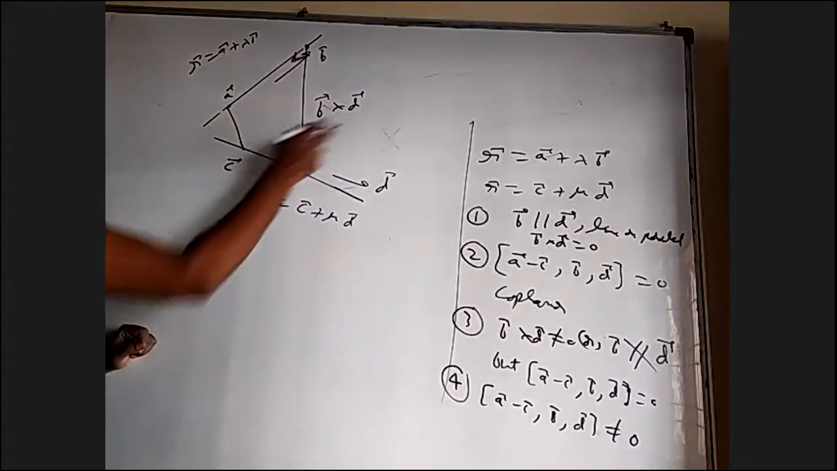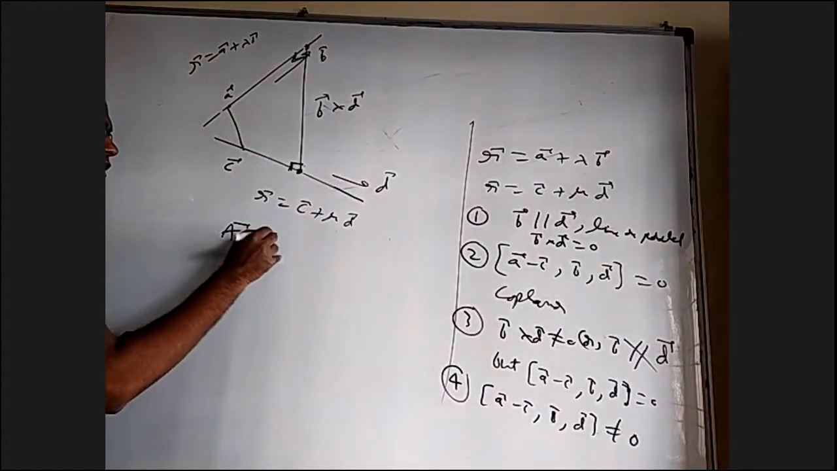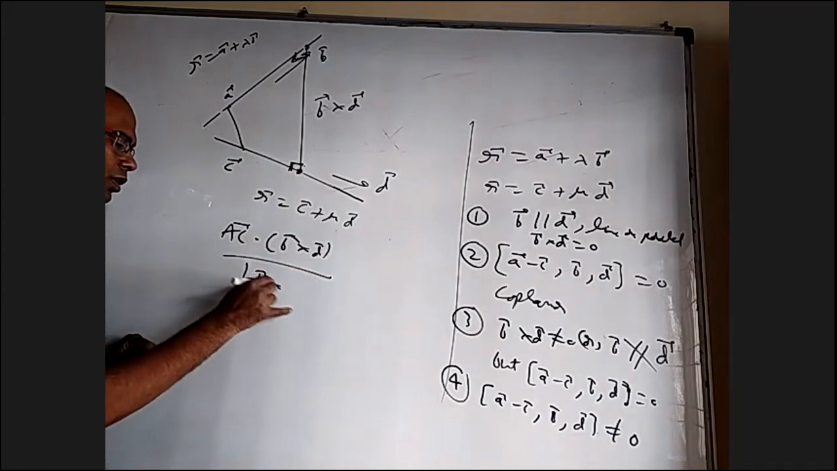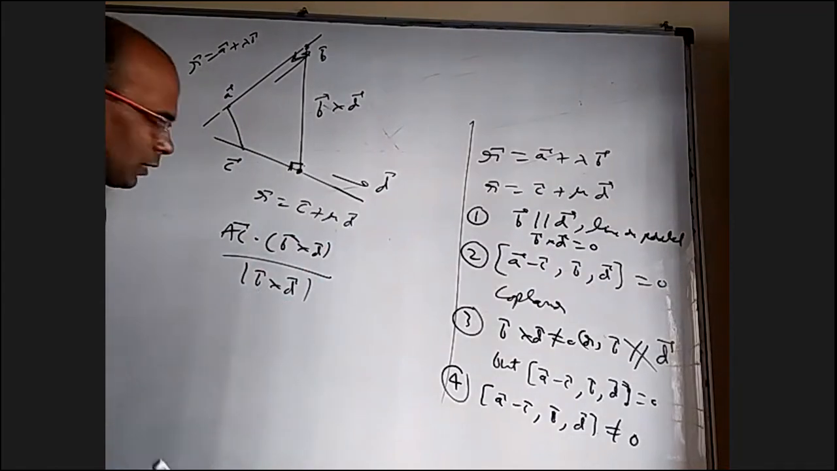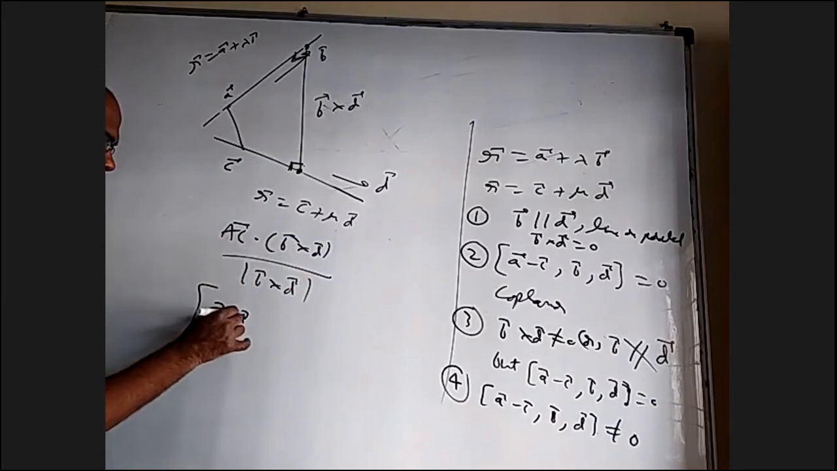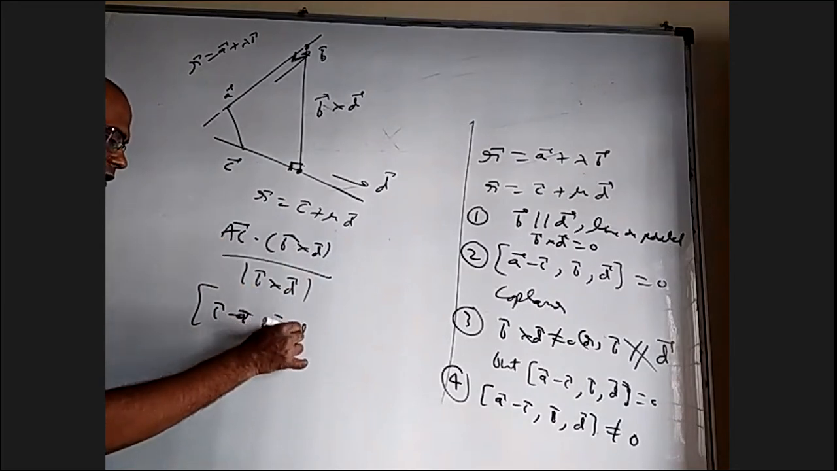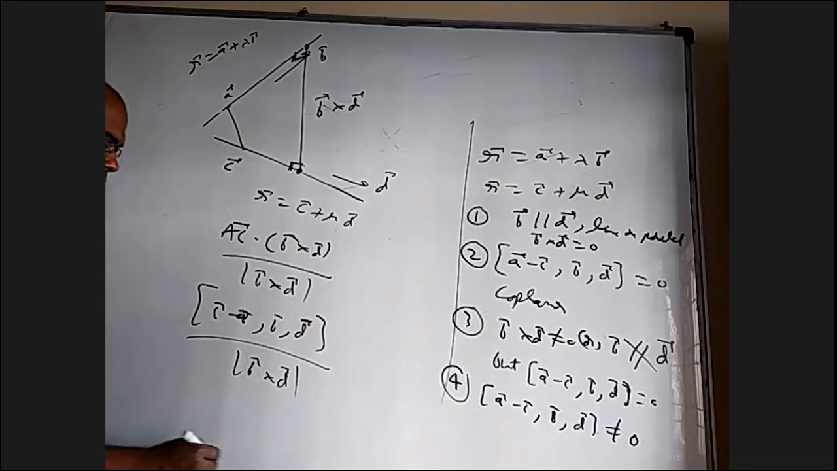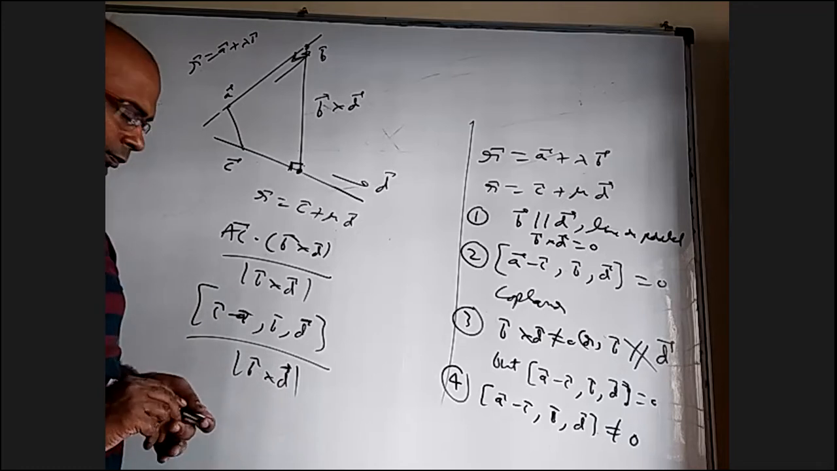So the projection of AC on B cross D will be AC dot B cross D by mod B cross D. That AC you can write as C minus A, and it's a box, the triple product, C minus A, B, D, by mod B cross D. I'm sure you remember many questions are based on the shortest distance between two skew lines.